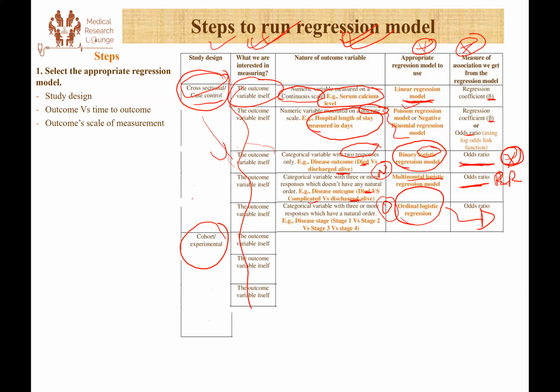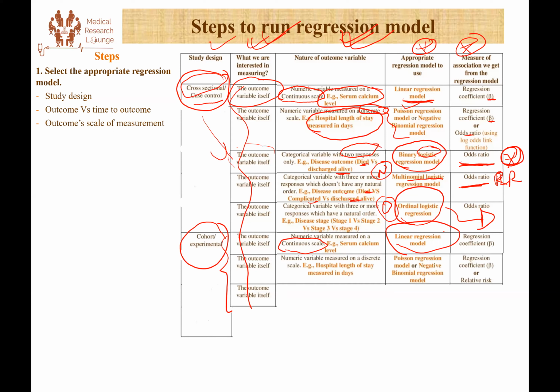When you have a cohort or experimental design and you are measuring the outcome, there are 3 scenarios. The first one is just like the case control or cross-sectional study design. You can have a continuous numeric variable like serum calcium level. You use the same regression model and you get the same results. For a numeric variable on a discrete scale like hospital length of stay, you still use the same regression model. The difference comes when you have a categorical variable, let's say with 2 responses.